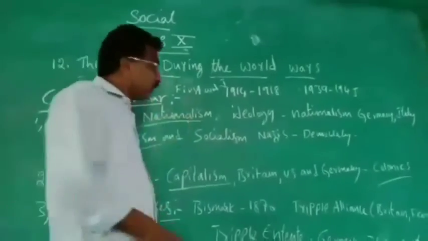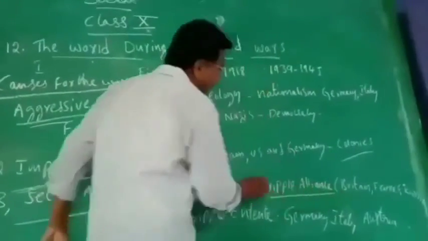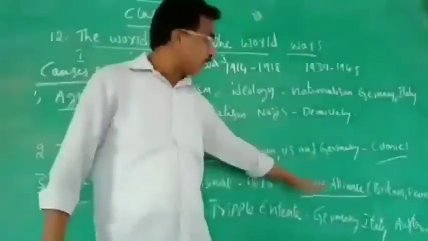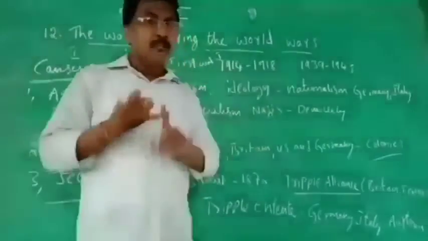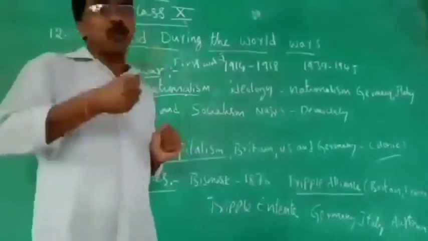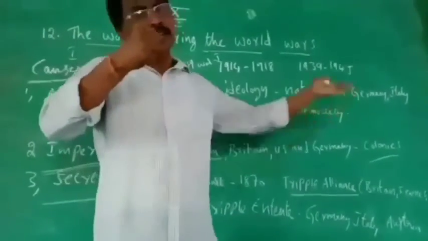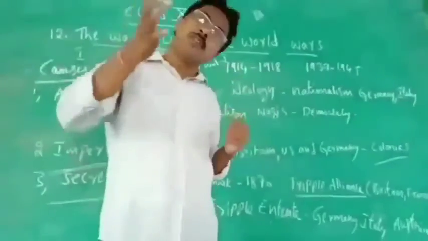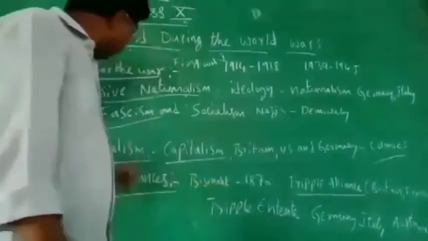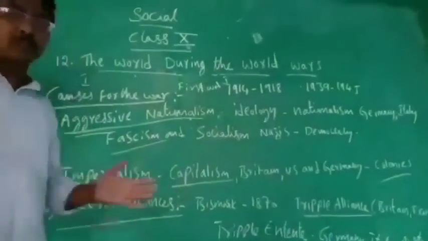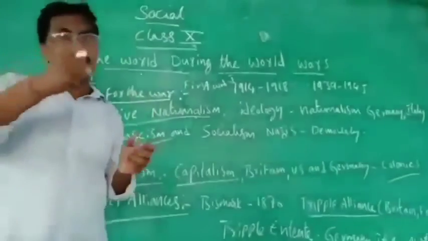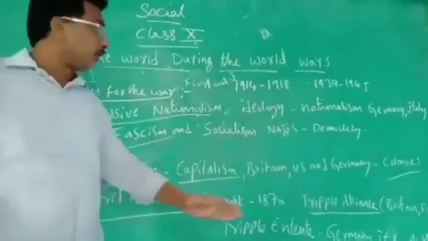One is, what is that? Triple alliance. Triple alliance means some countries, Britain, France, Russia, they became one. One means what? We should become one. If anybody comes and attacks, we three countries should fight with him. So what happened? Because of secret alliances, they secretly kept a pact that we should become one. So like that, the triple alliance.